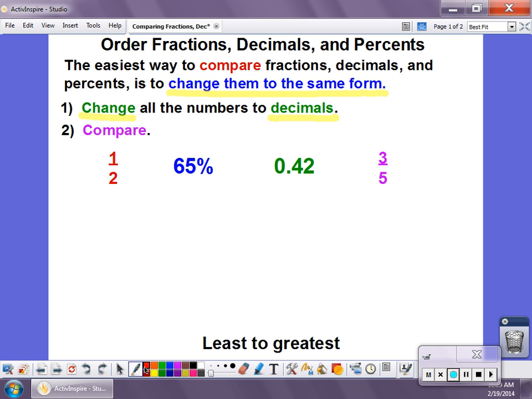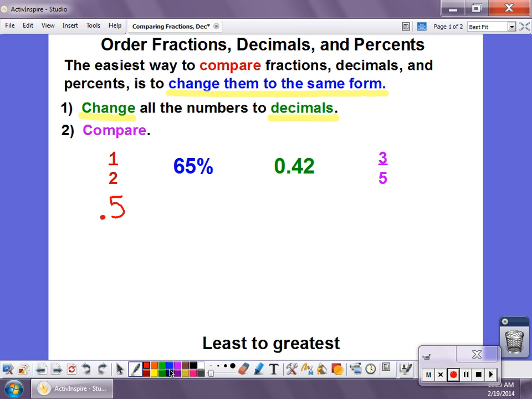So I'm going to start off with 1/2. To change a fraction to a decimal, in case you've forgotten, you take your numerator and you divide it by your denominator. So 1 cannot be divided by 2, so what I'm going to do is add a decimal point and a 0. 10 divided by 2 is 5. So I know that 1/2 is equal to 5/10. And that's something you might know just off the top of your head.